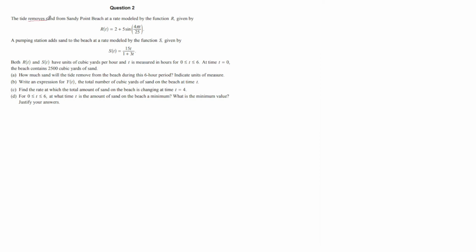The tide removes sand, so this first equation, R of t, is the rate at which it removes sand. The tide removes sand from Sandy Point Beach at a rate modeled by the function R, given by R of t equals 2 plus 5 sine of 4 pi t over 25.